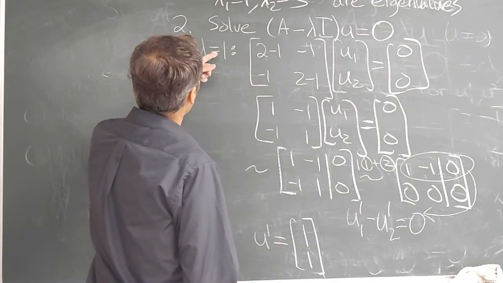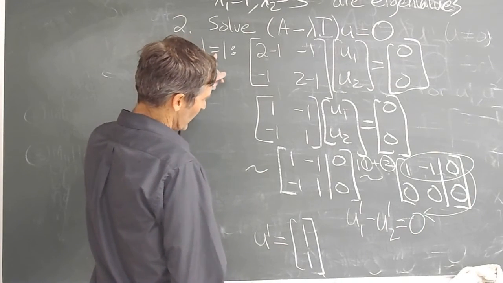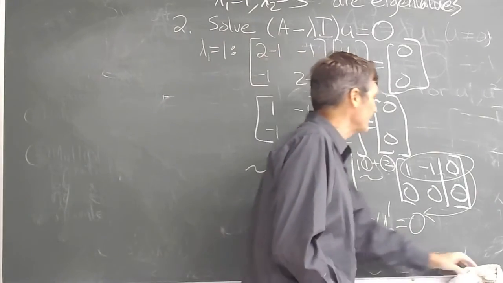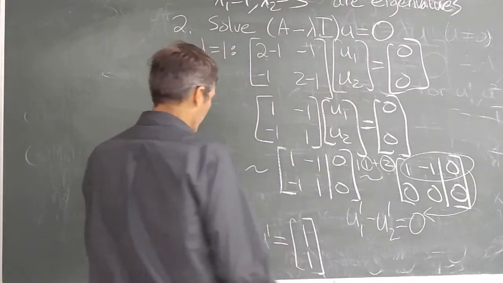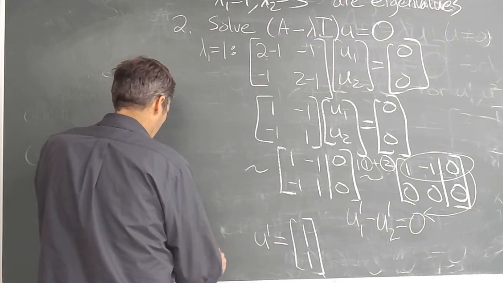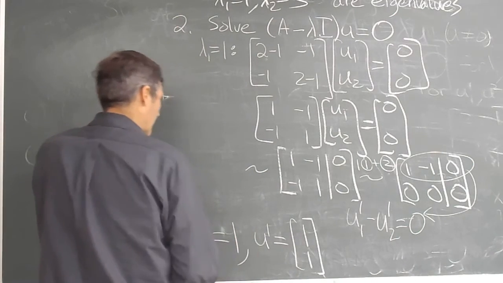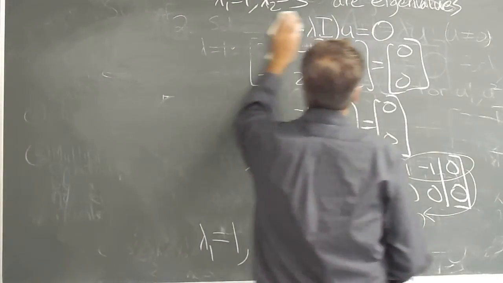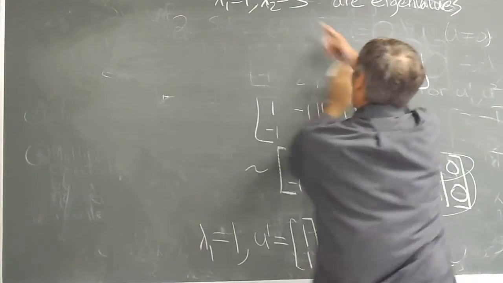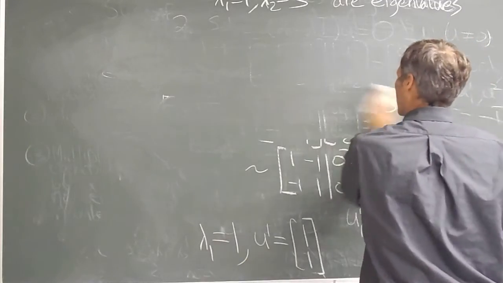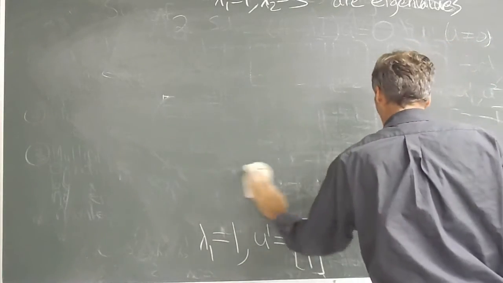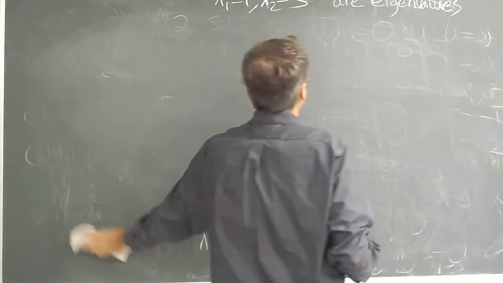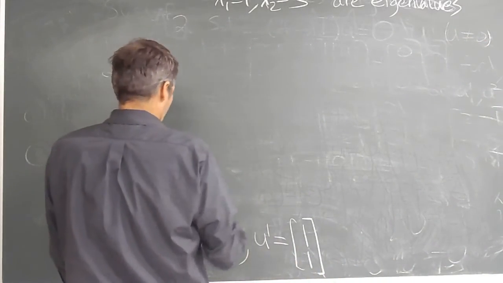So I found out that an eigenvalue is lambda 1 equals 1. Its corresponding eigenvector is a vector with components 1, 1. Let's write lambda 1 down here and say, here's one eigenpair. Now I want to find the other eigenvector, the one that goes with lambda 2 equals 3. How do I find that one?